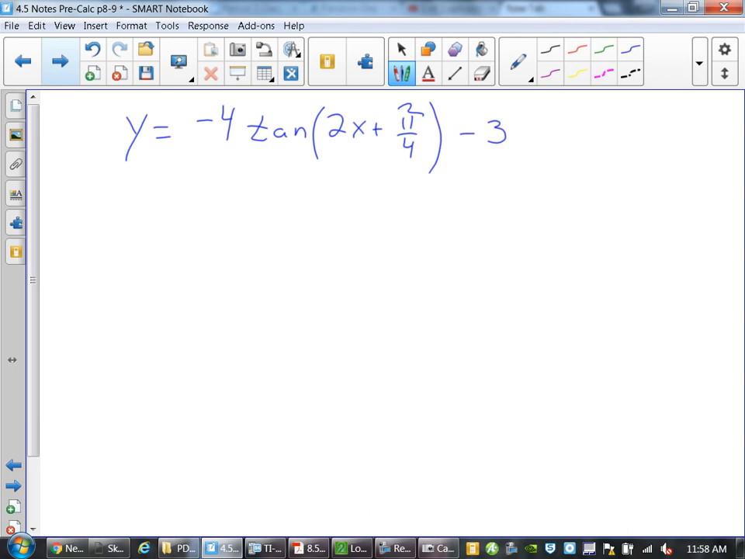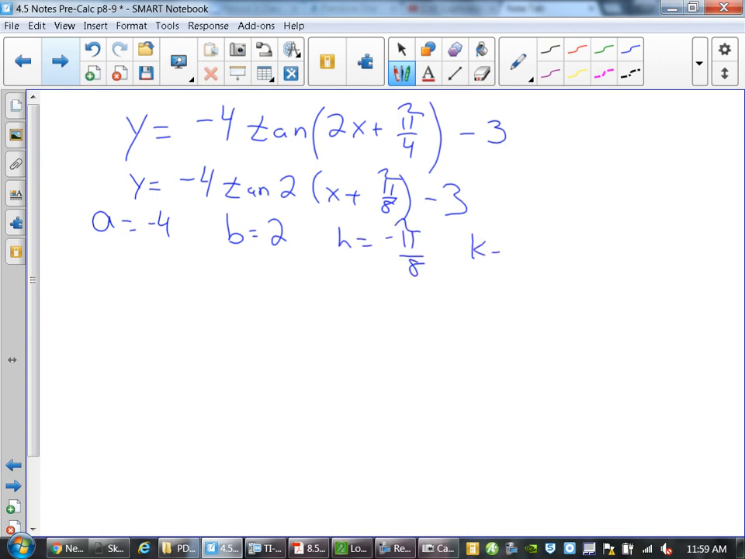I put one up right off the bat that had that b value snuck into the parentheses, so we've got to take that 2 out and divide both parts out by 2 and multiply it by half. So you rewrite, you get -4 tangent 2x plus pi over 8. And then label your A, B, H's, and K's. So A is -4, B is 2, H is negative pi over 8, K is -3.